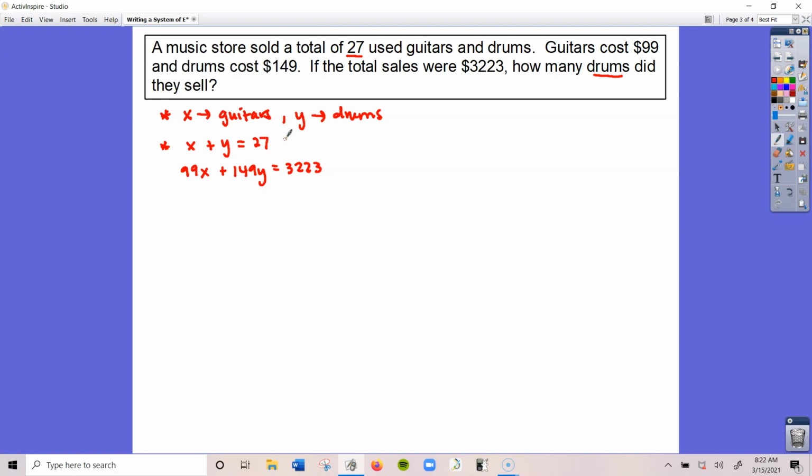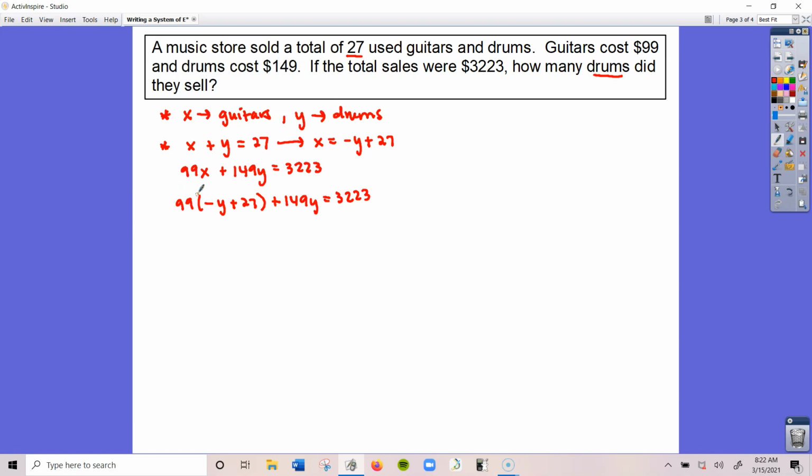So we're trying to solve for y, so I am going to rewrite this equation as x equals negative y plus 27. Since in order to solve for x, I'd have to subtract the y. So now I'm going to plug this in for x here. So this is 99 times x, which is negative y plus 27, plus 149y is going to equal 3,223.